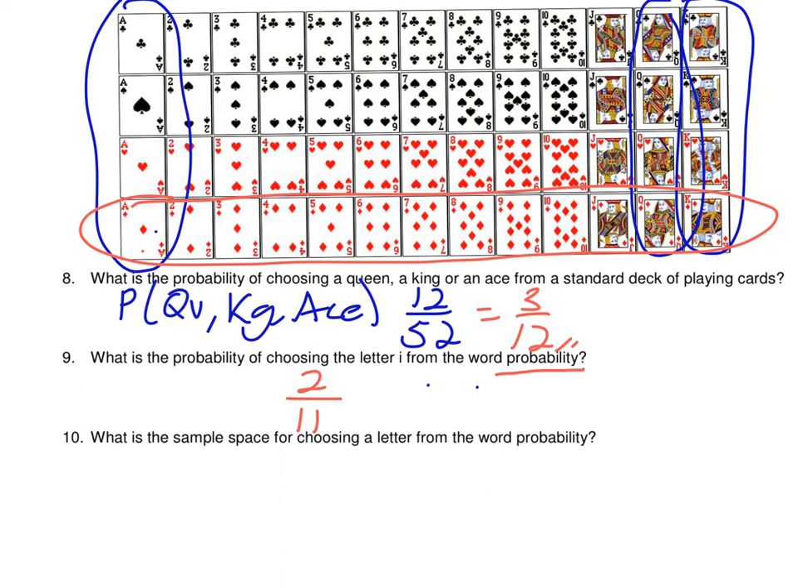Okay, now the sample space for choosing a letter from the word probability. Go ahead and write out the word probability. And you have 1, 2, 3, 4, 5, 6, 7, 8, 9, 10, 11 outcomes.